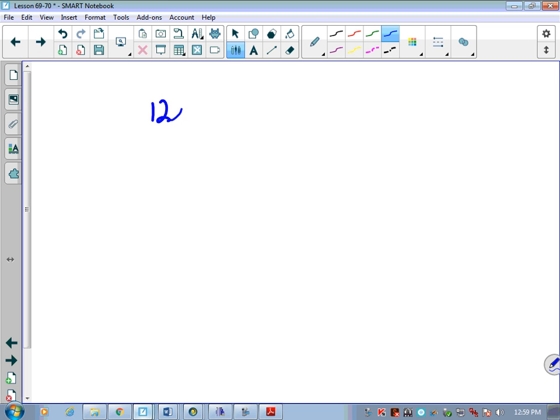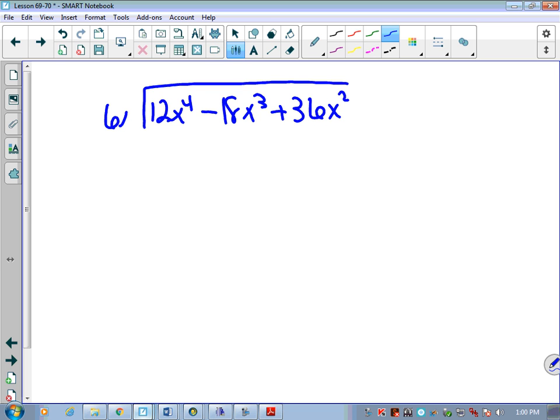12x to the fourth minus 18x cubed. Okay, but we're dividing by 6x what? So all of this has to go in there.